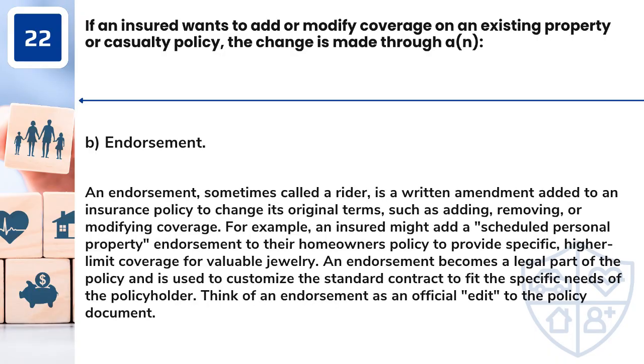Answer: B. Endorsement. An endorsement, sometimes called a rider, is a written amendment added to an insurance policy to change its original terms, such as adding, removing, or modifying coverage. For example, an insured might add a scheduled personal property endorsement to their homeowner's policy to provide specific, higher limit coverage for valuable jewelry. An endorsement becomes a legal part of the policy and is used to customize the standard contract to fit the specific needs of the policyholder. Think of an endorsement as an official edit to the policy document.